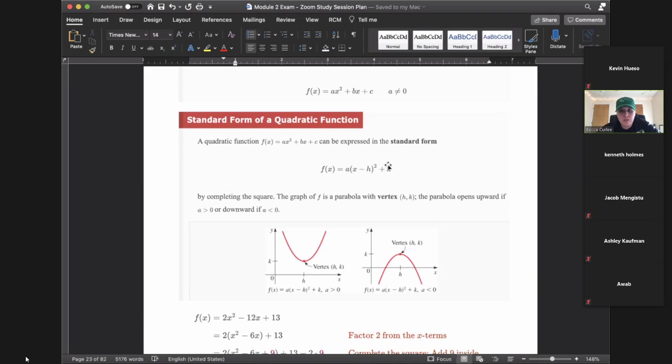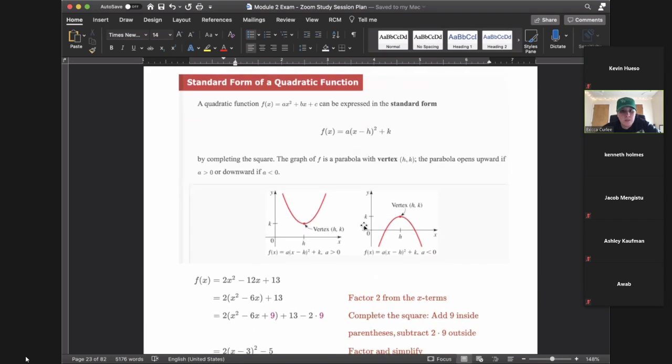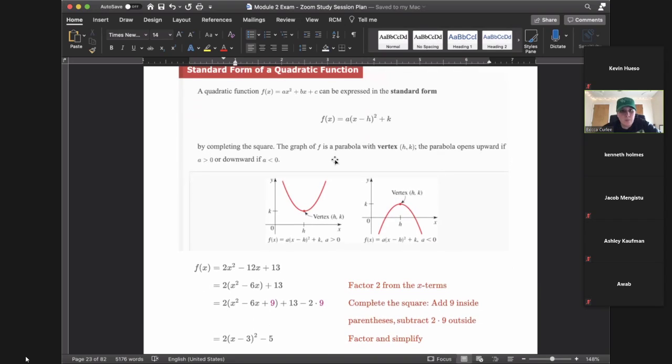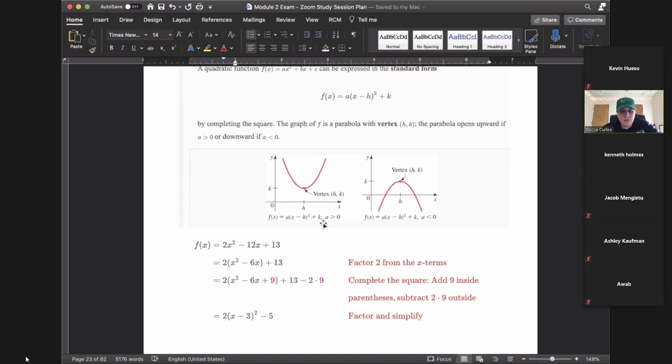So anything that's over here with your shift, that's going to be your y value for the vertex. This is going to be your x value for the vertex. So remember, the parabola opens downward if the coefficient out here is negative. And if the coefficient is positive, then just like x squared, the parabola is going to open upwards. So that's going to come in handy later when we talk about maximum and minimum values.